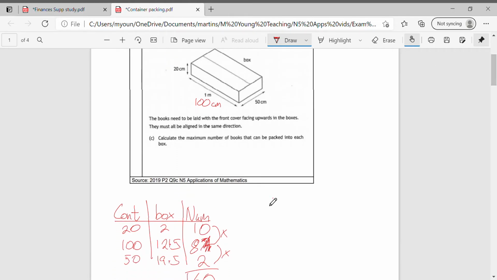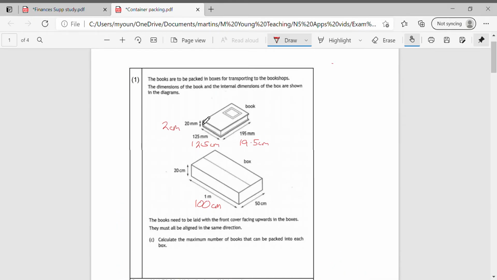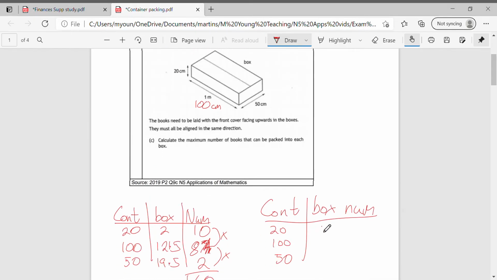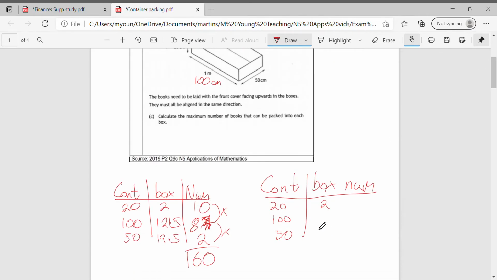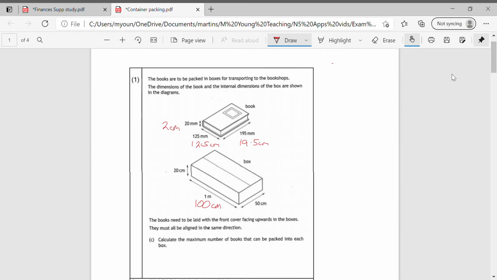So set out my table: container, box, and number. The container was 20, 100, and 50. So this time, corresponding to the 20, that's just going to be the 2 centimeters again. This time though, I've rotated this book around so that 19.5 centimeters will correspond to the 100, and then the 12.5 will correspond to the 50, because I've just rotated this round.